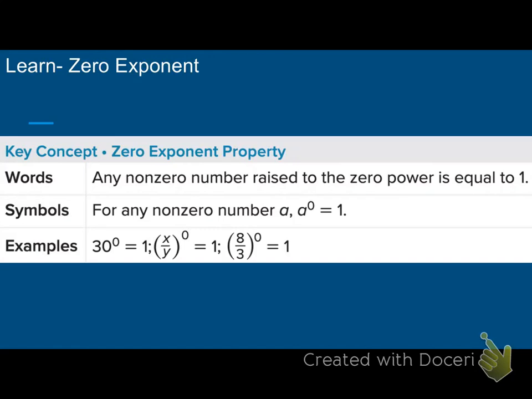This one is really easy. Any non-zero number raised to the 0 power is equal to 1. So if you have something raised to the 0 power, it is 1. It's just 1. It's not 0, it's 1. Okay? That's it for the 0 exponent.